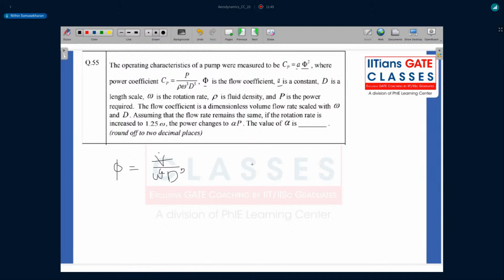So what they're saying is that initially we had a rotation rate of omega, right? Then the rotation rate changed to 1.25 omega, right? But though the rotation rate changed, my volumetric flow rate did not change, all right? So in this scenario, since you're increasing the rotation rate for the same flow rate, what will happen is that your required power, the power required to run your pump, is basically going to be increased.